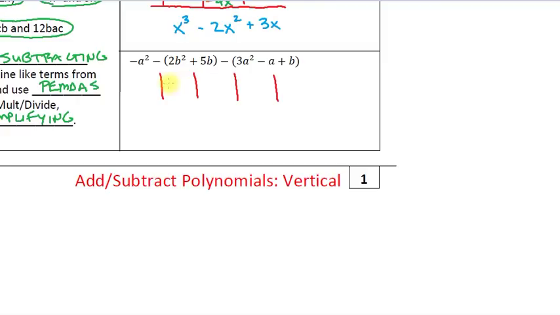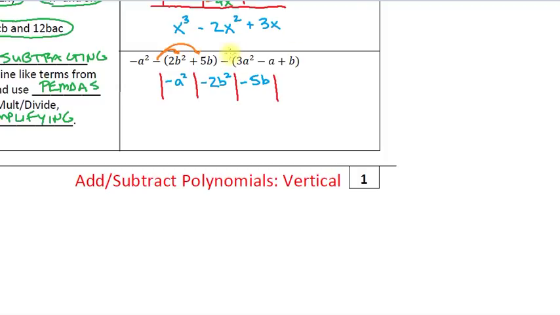So I've got a negative a squared. In this case, remember, we're going to distribute the minus sign to the 2b squared. And we've got negative 2b squared. We're going to distribute the negative sign to the positive 5b, and that gives us a negative 5b. So far, nothing is being combined in our columns. All right, let's go to the next one.